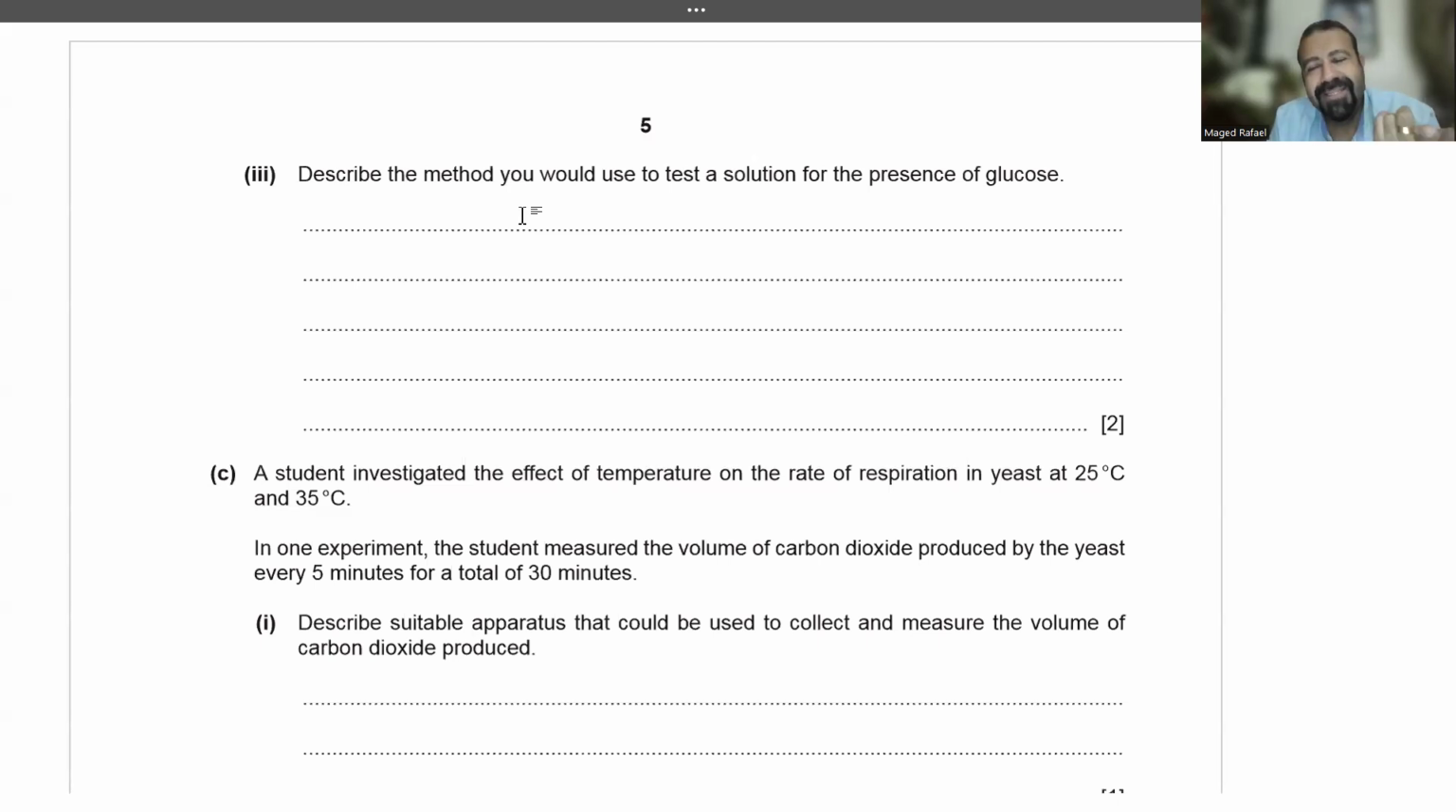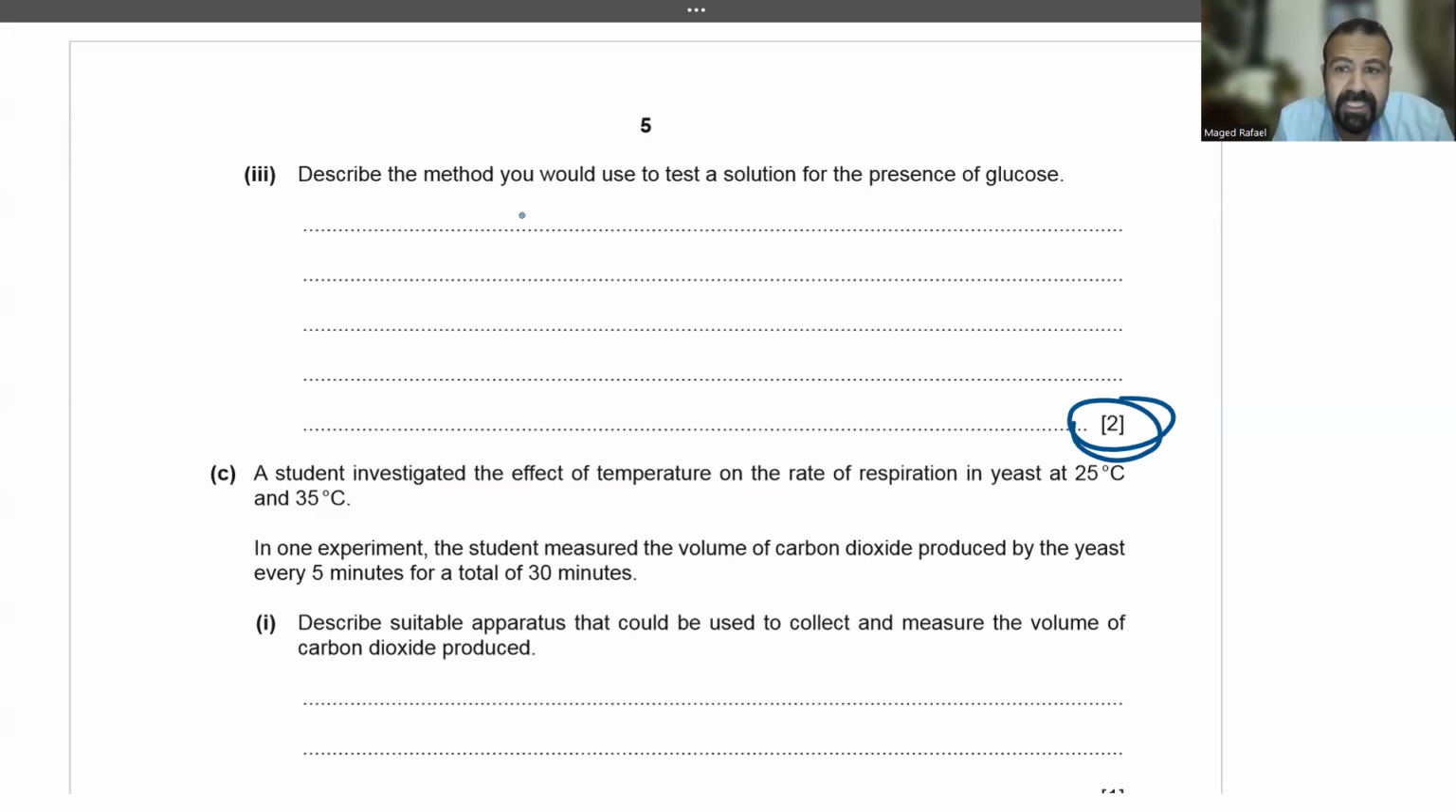And I gave you a hint now. Usually this question comes in the exam as a 3 marks question. But thank God in this exam it was 2 marks, so we'll write 2 points. What is the name of the reagent? Benedict. Exactly, Benedict. So we will use Benedict and we will heat the solution.